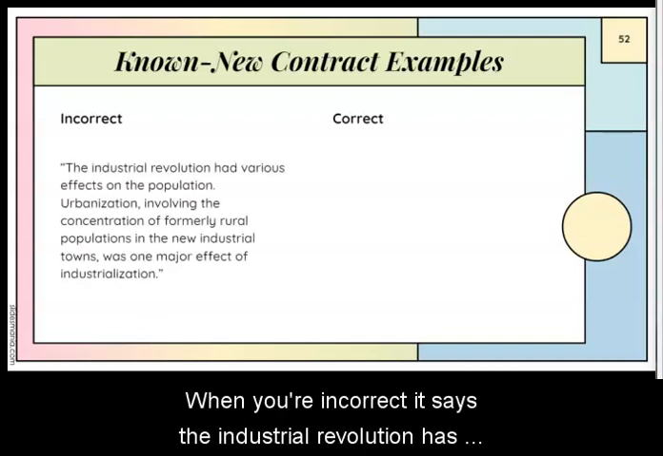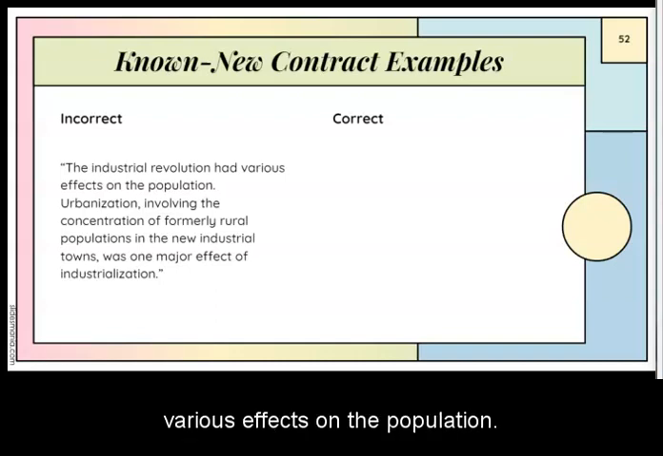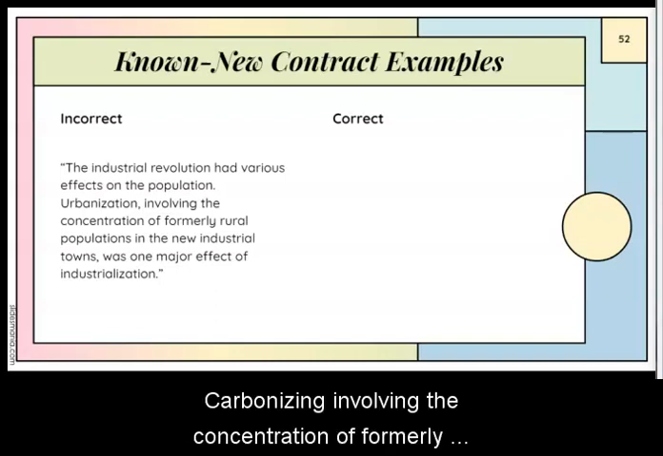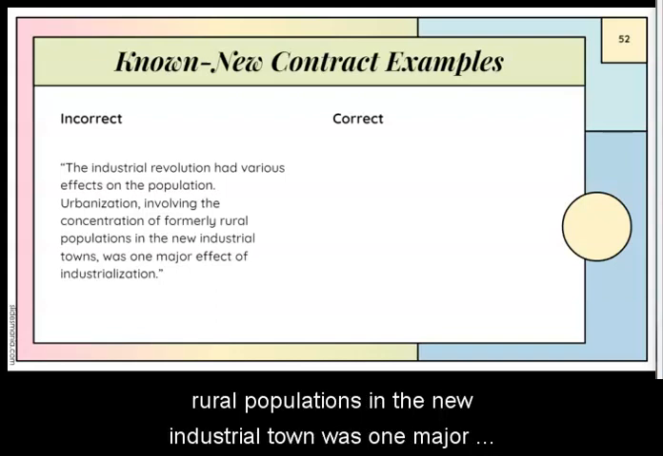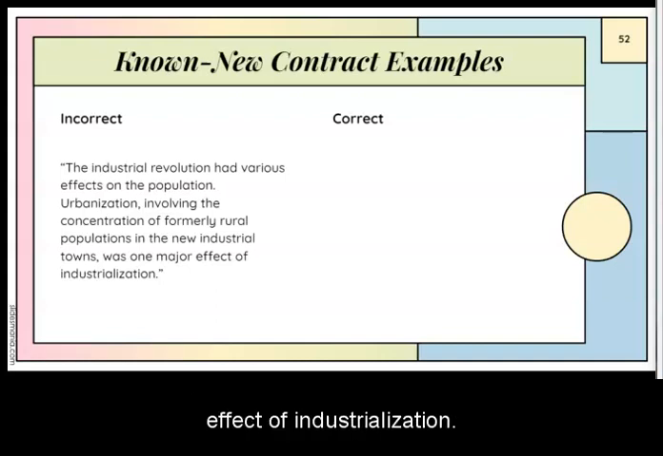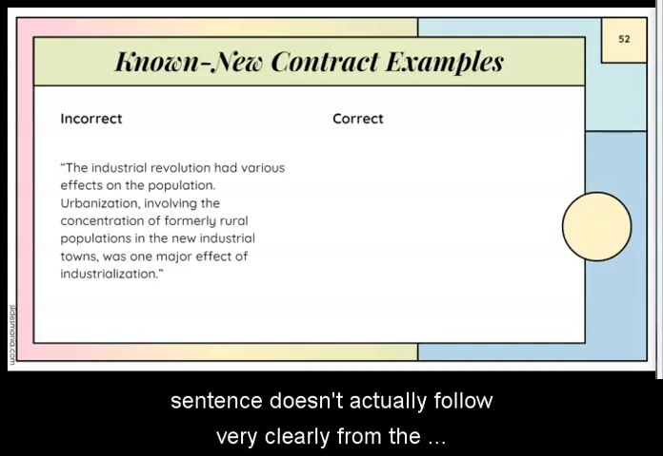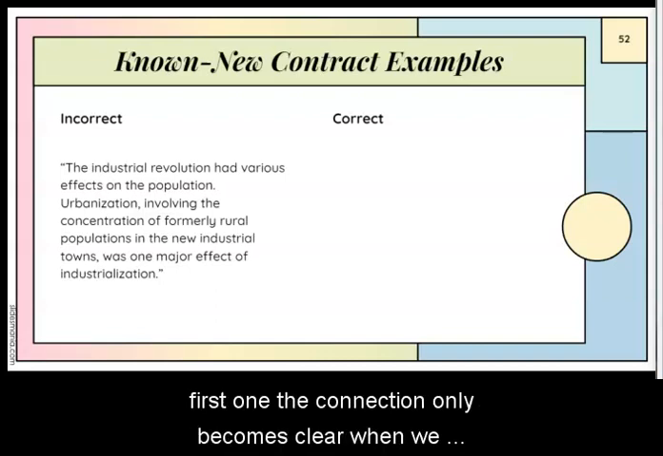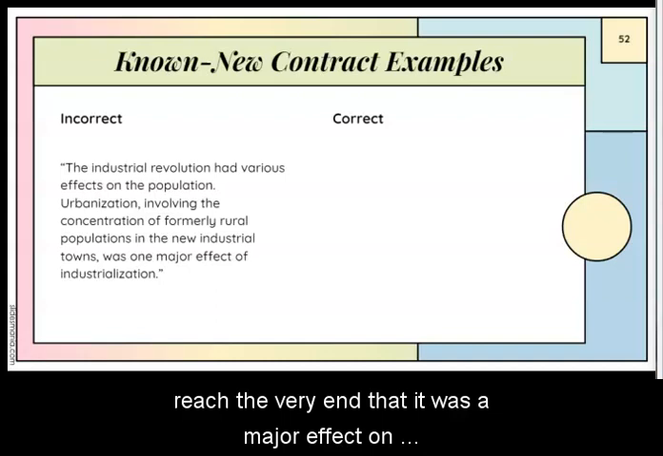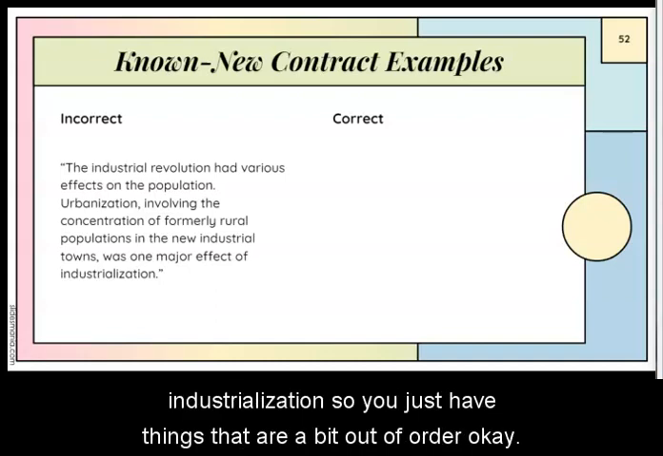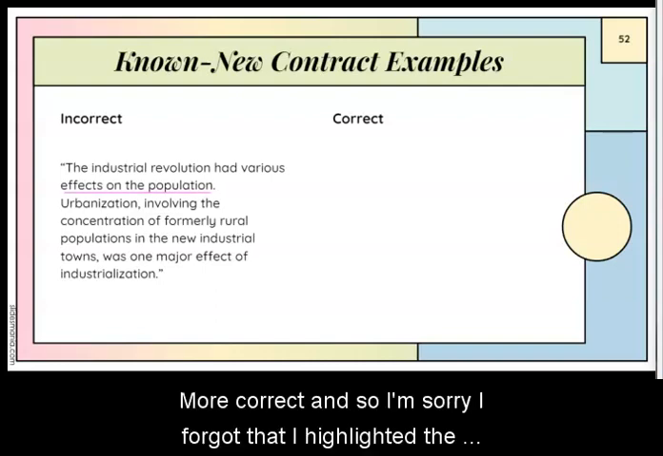In your incorrect example, it says, the Industrial Revolution has various effects on the population. Urbanizing, involving the concentration of formerly rural populations in the new industrial towns, was one major effect of industrialization. So in this sentence, it's incorrect because the second sentence doesn't actually follow very clearly from the first one. The connection only becomes clear when we reach the very end, that it was a major effect of industrialization. So you just have things that are a bit out of order, okay? It's more correct, and so I'm sorry, I forgot that I highlighted those for you.